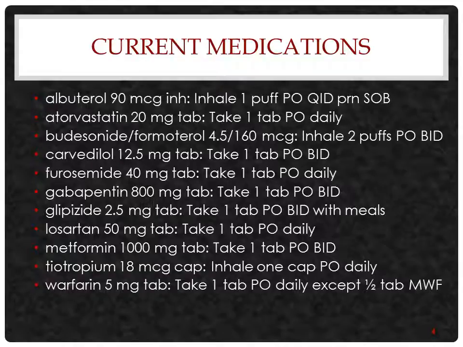Currently, the patient is taking the following medications at home: albuterol 90 mcg inhaler, 1 puff 4 times a day as needed for shortness of breath, atorvastatin 20 mg tablets, 1 tablet once daily, Symbicort inhaler, 2 puffs twice a day, carvedilol 12.5 mg, 1 tablet twice a day, furosemide 40 mg, 1 tablet once daily, gabapentin 800 mg, 1 tablet twice daily, glipizide 2.5 mg, 1 tablet twice a day, losartan 50 mg, 1 tablet once a day, metformin 1000 mg, 1 tablet twice a day, tiotropium 18 micrograms or Spiriva, inhale 1 capsule once daily, and warfarin 5 mg tablets, 1 tablet daily, except on Monday, Wednesday, and Friday. The patient is to take half a tablet.